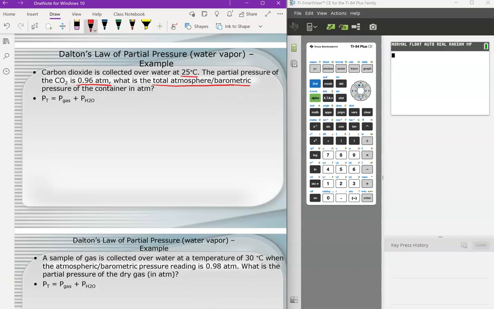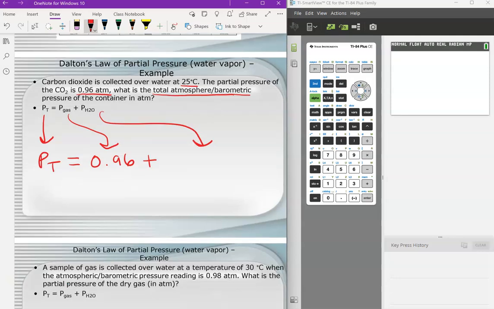So first thing is we are solving for the total pressure. That's the same thing as saying, what is the overall pressure that apparatus is at. And it says that the partial pressure of the gas is 0.96 atm. Both of these are in atm, which is good. Plus, we need the partial pressure of the water. Well, in the problem, we were given 25 degrees Celsius.